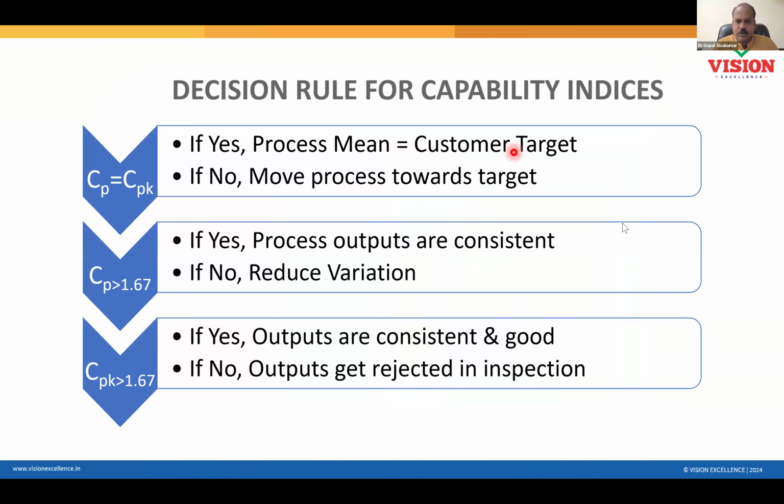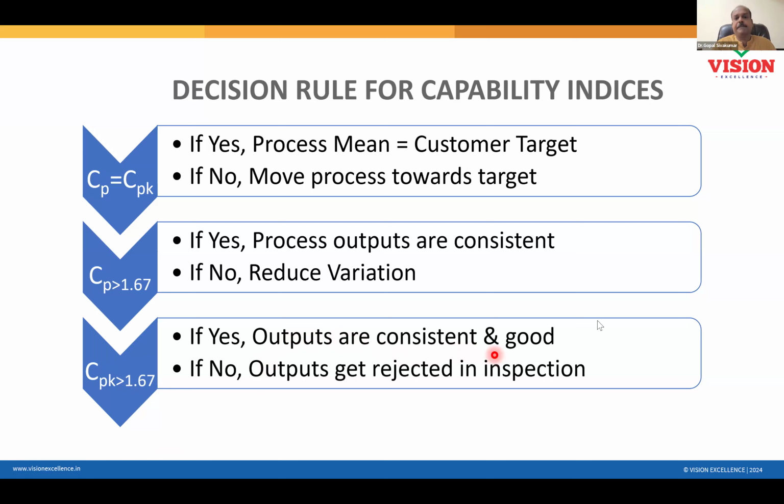And see what is required to say that a process is capable. Cpk must be more than 1.67. Whenever you see Cpk more than 1.67, you can simply declare your process is capable. That means your outputs are consistently good. Your outputs are consistently good. No rejections. Rejections are not possible.